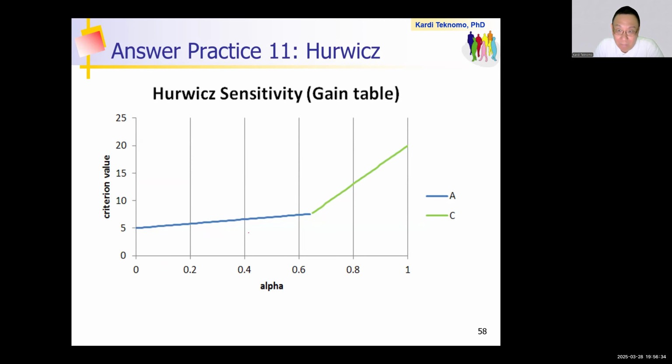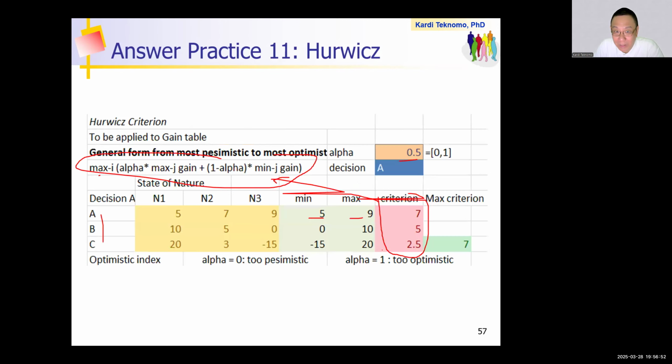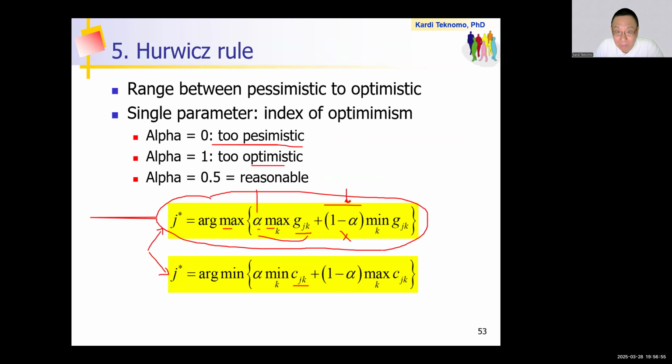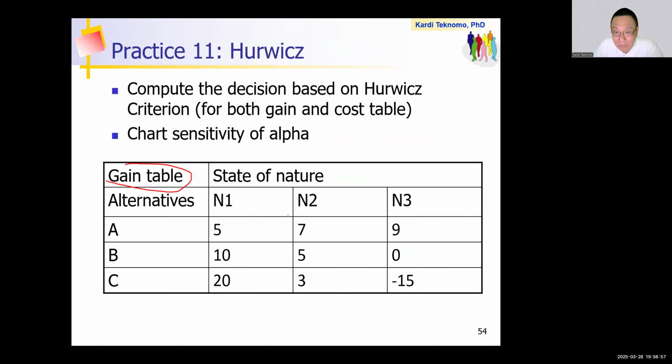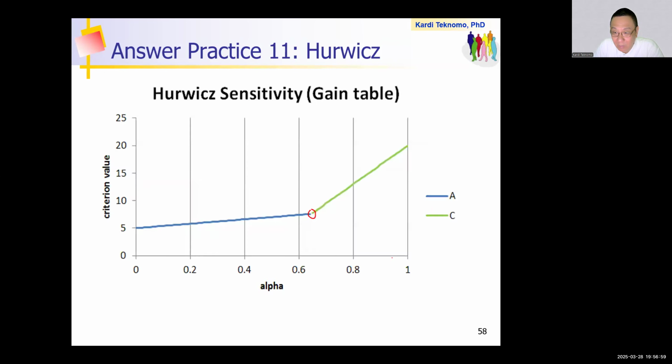So what happens if your value is below a certain value here, you will choose A. If the value is above this threshold, you will choose C. So remember, higher value represents optimistic. So if you are optimistic here, you will choose C. If you are pessimistic, you will choose A. You will never choose B anyway.